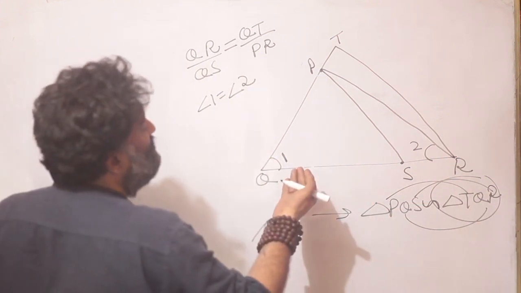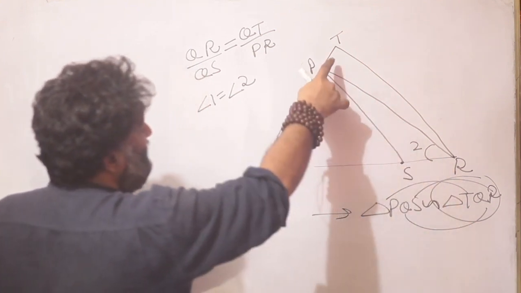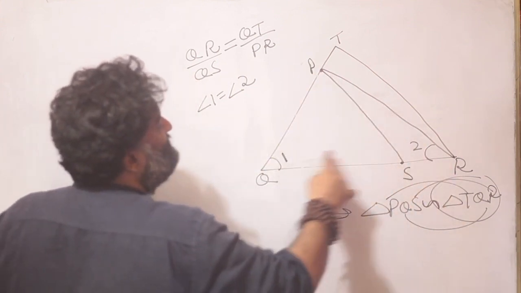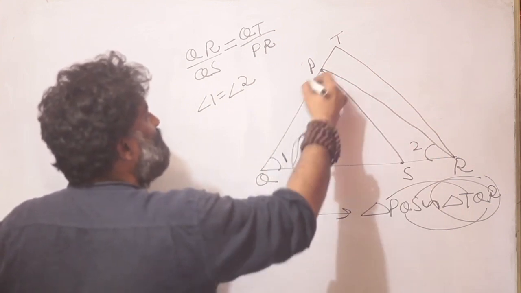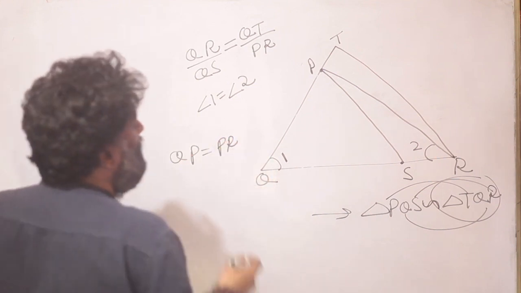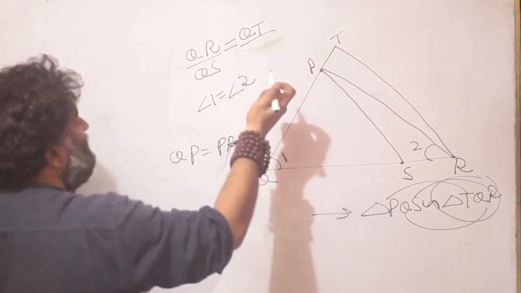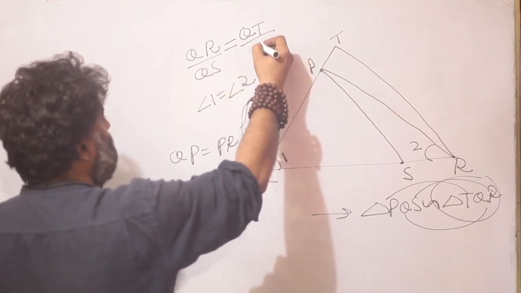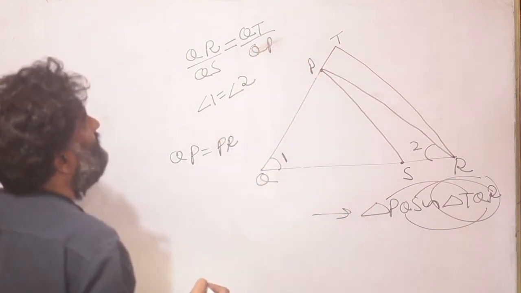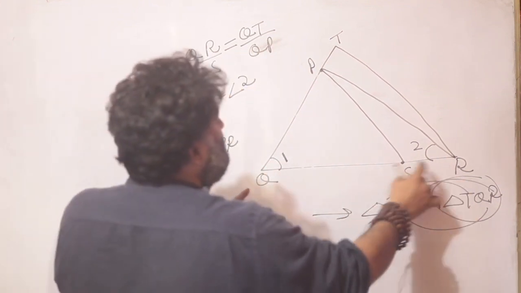The first thing that I should notice is that these two angles are equal to each other. That means the side of the triangle, if I am thinking of the triangle PQR, this side is equal to this side because the angles are equal. That means QP is equal to PR. The moment I do this, I see there is a PR somewhere. Let me write QP. So now if I look at it, QR is to QS.